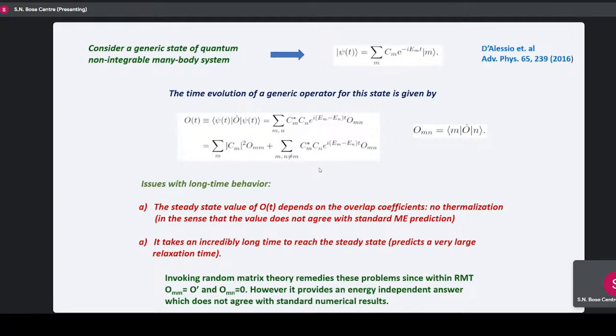It turns out that invoking some structure for the matrix elements of operators essentially remedies the problem. One possibility is to invoke random matrix theory and just say that my diagonal element is a constant and the off-diagonal element is zero. That's the random matrix theory prediction for an arbitrary matrix element. This tells you that both of these problems go away. However, it provides an energy-independent answer for the steady state, which is not what we see.